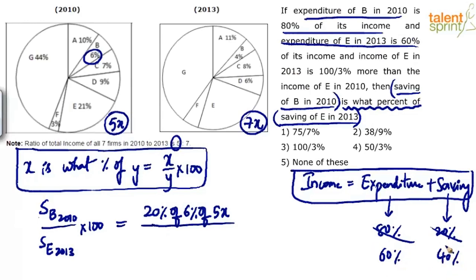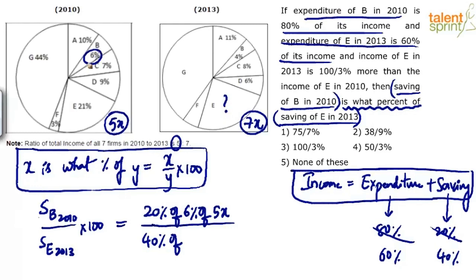40% of what? 40% of the income in 2013. Expenditure is 60% of its income. Saving is 40% of its income. So savings of E in 2013 is going to be 40% of its income. Now the whole question here is, what is the income of E in 2013? Income of E in 2013 is not given to us.